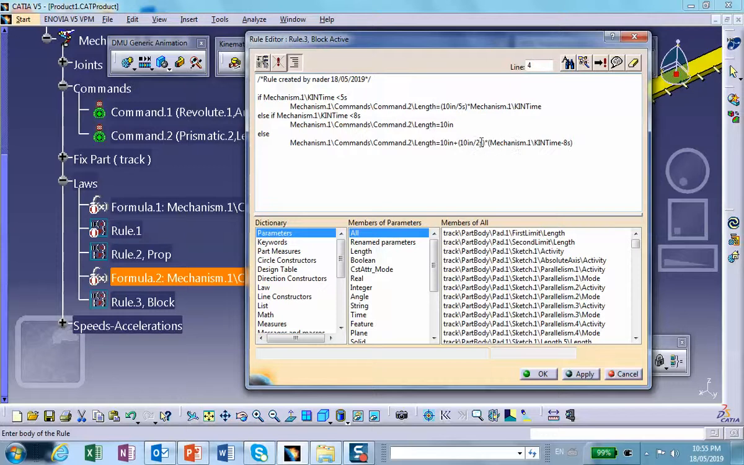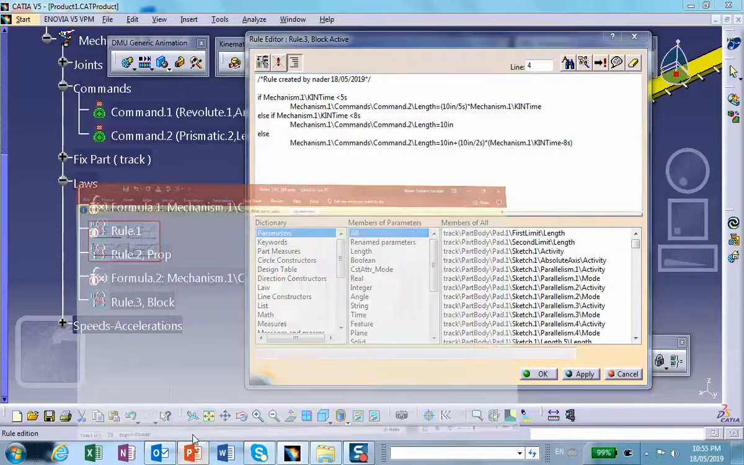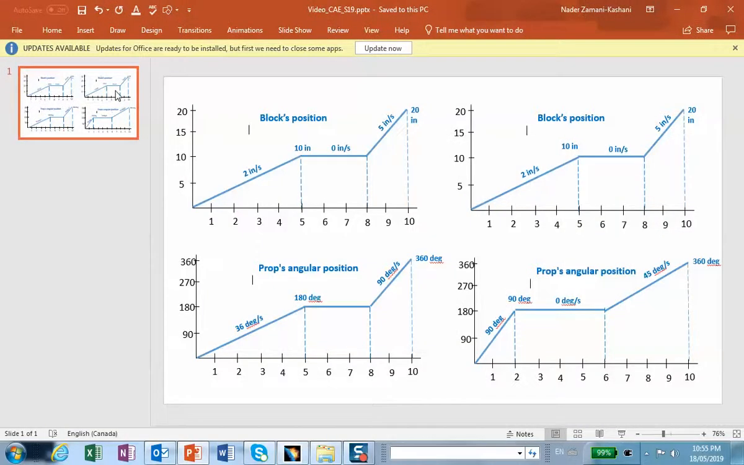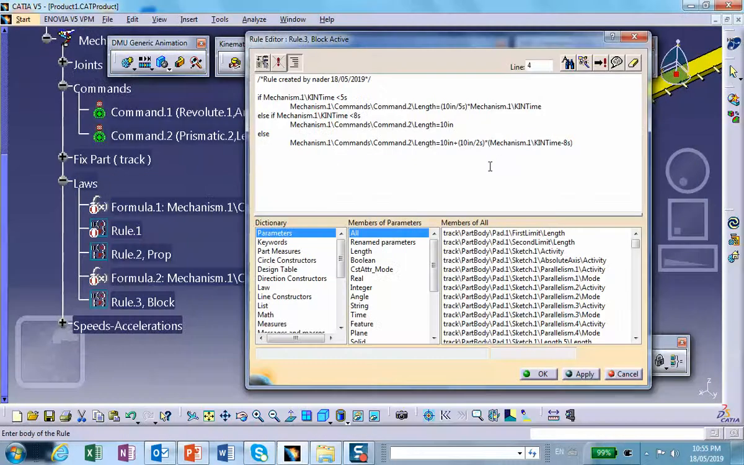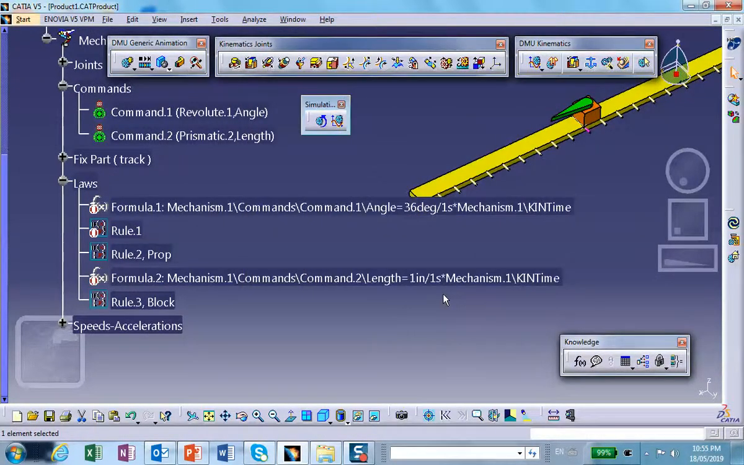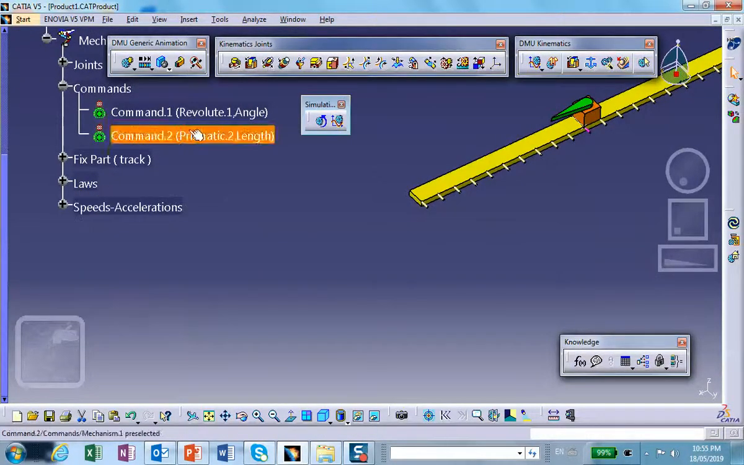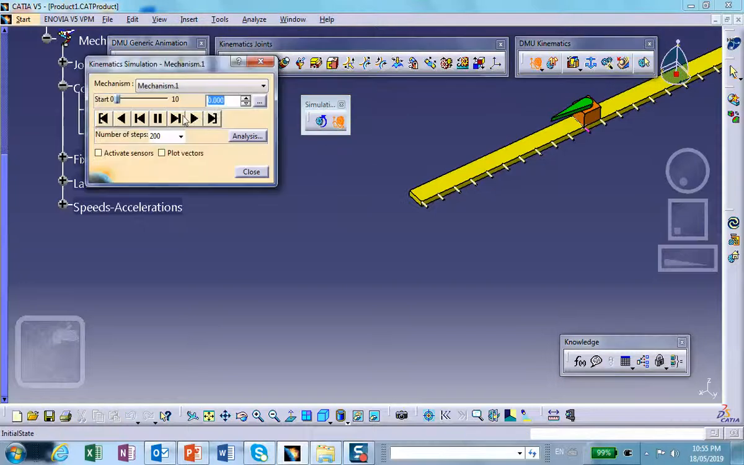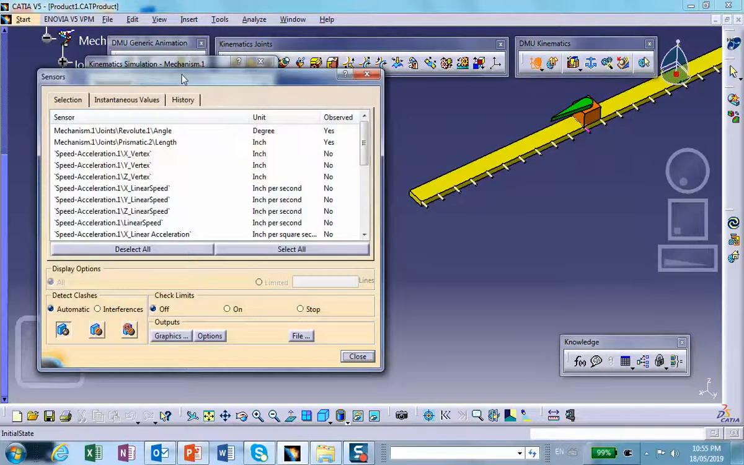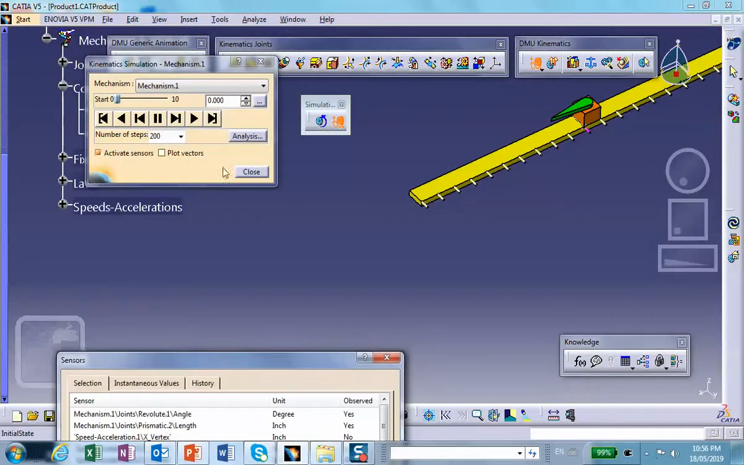Yeah. The first leg of the trip. Just look at the plot. First leg of the trip is 10 inches in 5 seconds. It's very easy to make mistakes here, so make sure that you read these carefully, type and be careful. So let's go ahead.